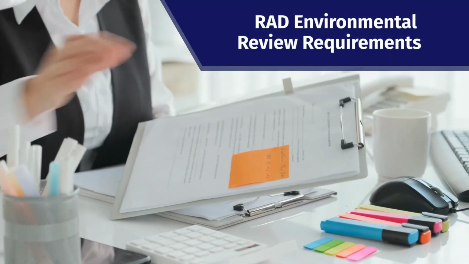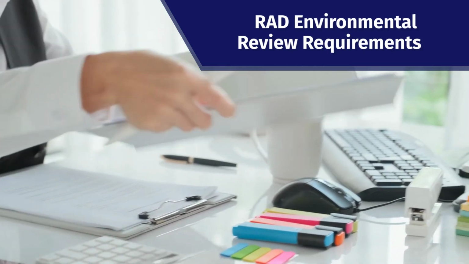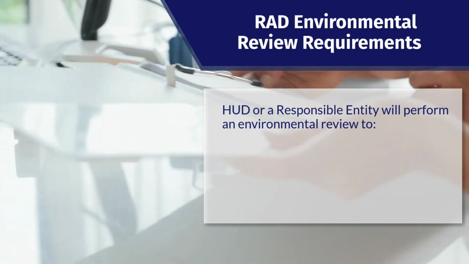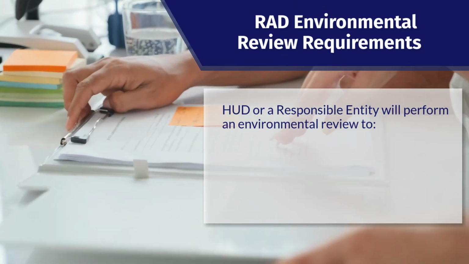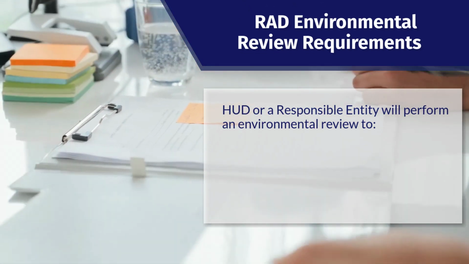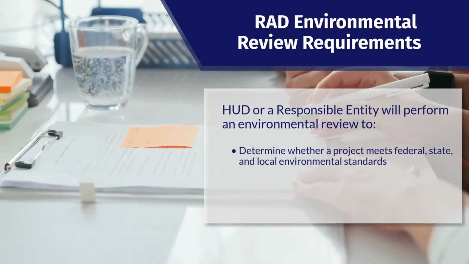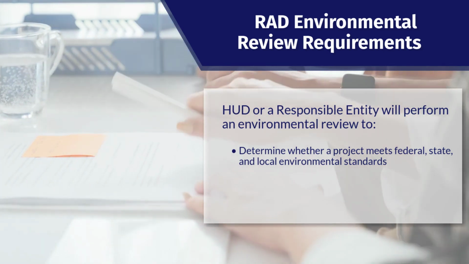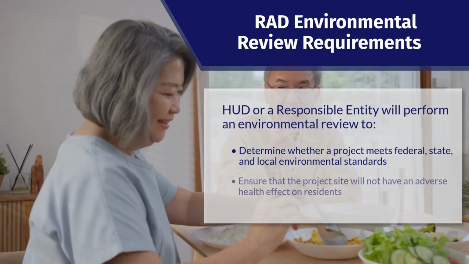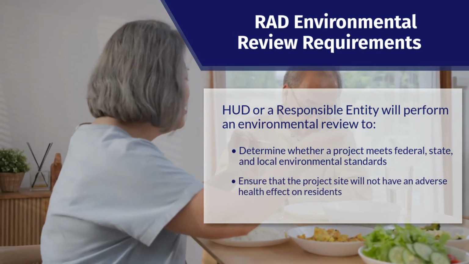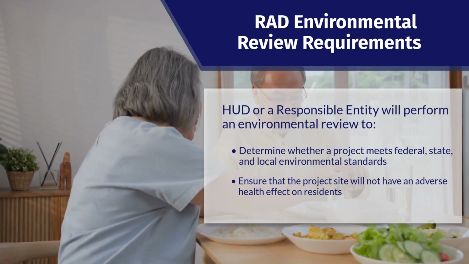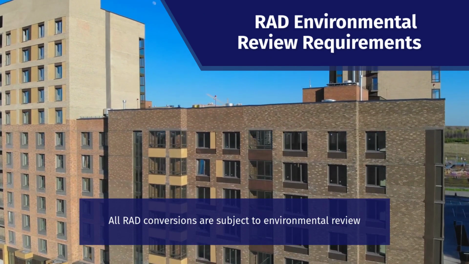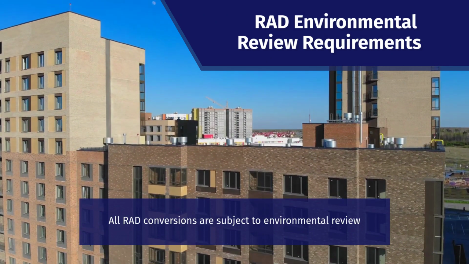RAD requirements include submitting reports and documentation which allow HUD, or if applicable, a responsible entity, to perform an environmental review of the converting property to determine whether it meets federal, state, and local environmental standards, and to ensure that the project site will not adversely affect the health of residents. All 202 PRAC RAD conversions are subject to an environmental review.